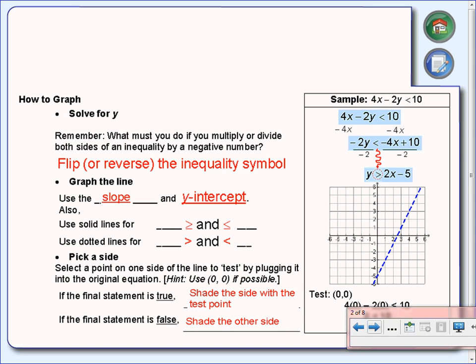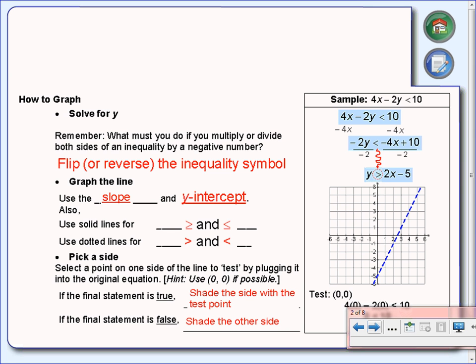Now, there is an alternative way that we can determine what side to shade, and I'll show you that. Some of you may prefer that method, some of you may prefer this method. I'm going to show you both, and I'll let you decide which one you like better. But basically, these are the steps that we're going to go through to graph our inequality. Like I said, you guys have done this before, so this is not totally new to you.